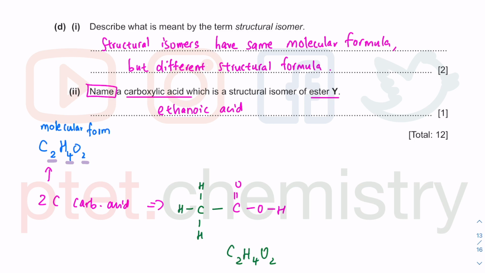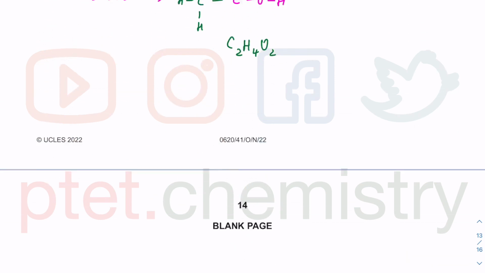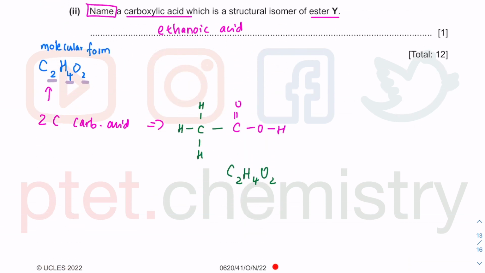That's it really for this 12 marks question. And I think that's it really overall for this paper 4 variant 1 for this October-November 2022 0620 IGCSE chemistry for this Cambridge International.